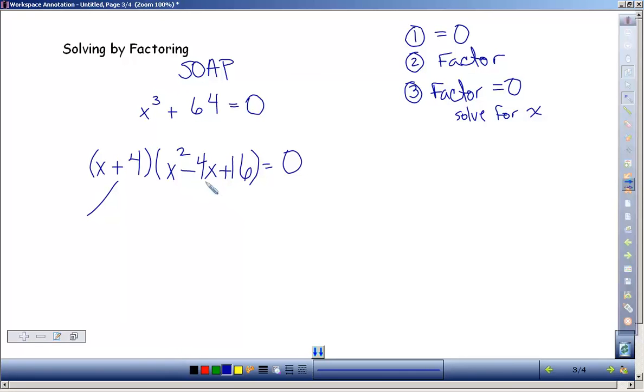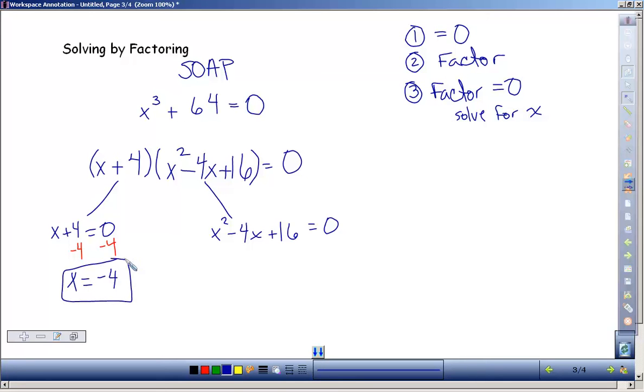Now my rule says that I need to take my two factors and set them equal to 0 and solve. So I'm going to get x plus 4 is equal to 0. And I'm going to get x squared minus 4x plus 16 is equal to 0. Folks, this is linear. Hopefully you can manage this one. If I subtract 4 from both sides, I'm going to get that x is equal to negative 4. So there's one of my 3 answers.